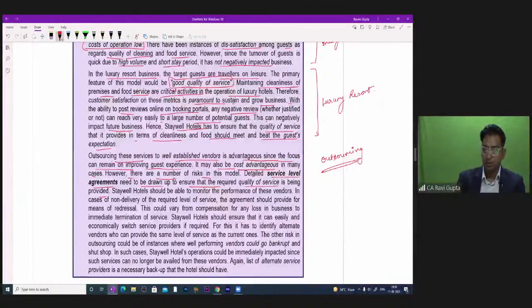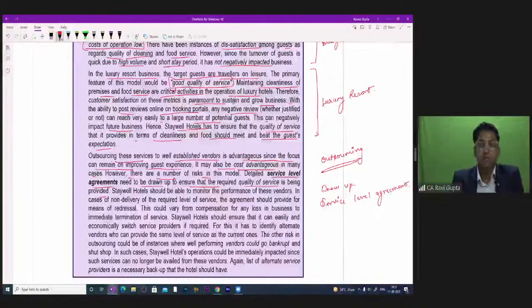See, we have to draw up a service level agreement. So what will be the service level agreement? The service level agreement will speak about the quality of services, the level of services that need to be provided by the vendor. Each and everything will be mentioned in a very detailed manner.